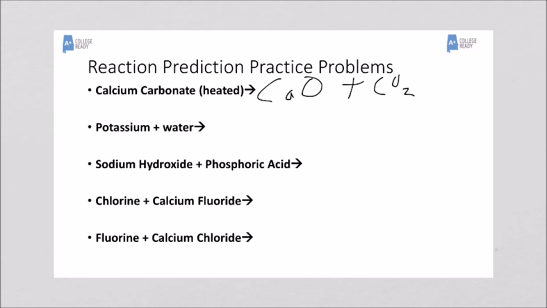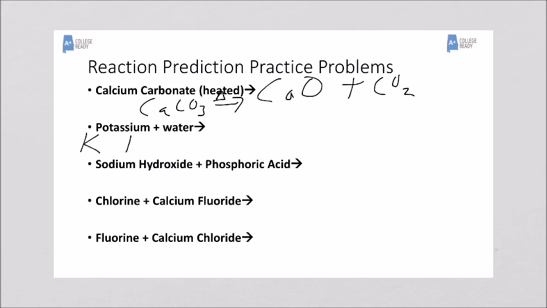We need to balance this equation. Turns out it already is balanced. So it's going to be CaCO3. Maybe put a little delta there to show the heat. Breaks down to CaO plus CO2. Decomposition reaction. All right, the next one is potassium plus water.